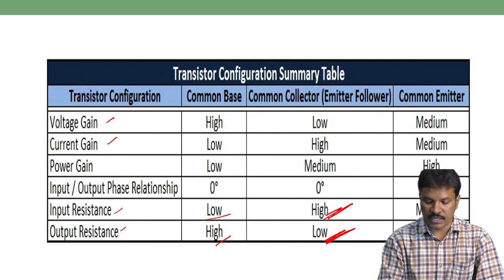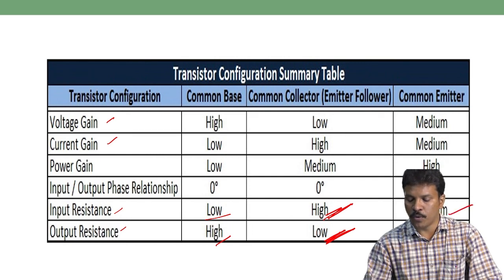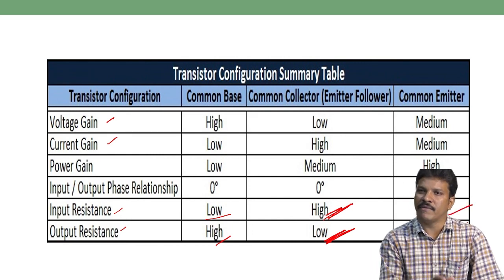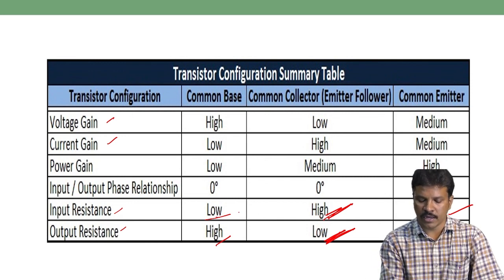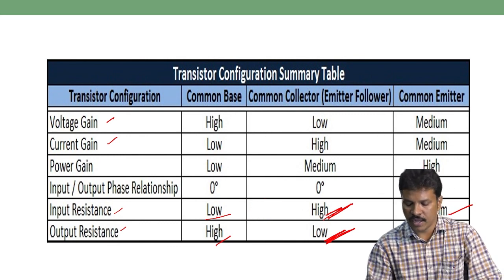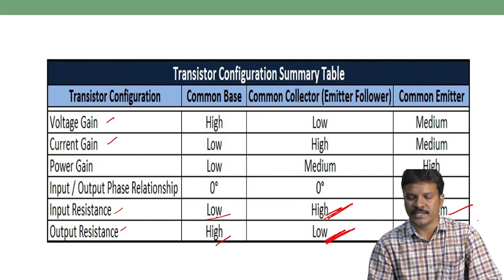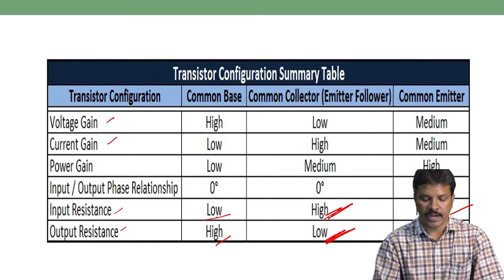And when we see the common emitter, both input and output have medium resistance when compared with the common base and common collector. So from low to high, the common emitter has medium resistance. Similarly, when we observe the output resistance, common emitter has medium output resistance. And then voltage gain and current gain.